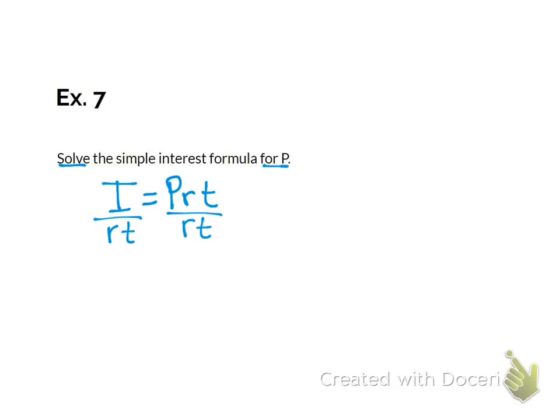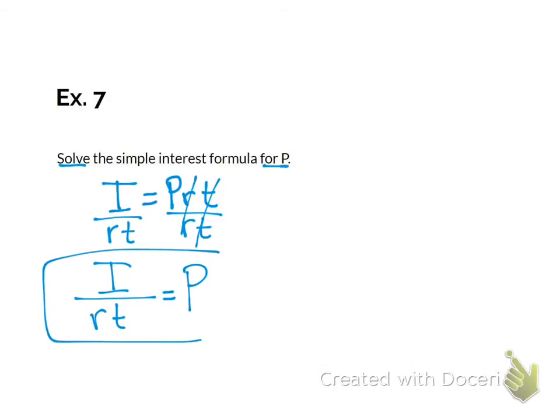So on the right side, they both cancel out. So we have I divided by RT is equal to P. If you wanted to flip it around and put the P on the left, you can, but you do not have to. Questions, concerns about this one?